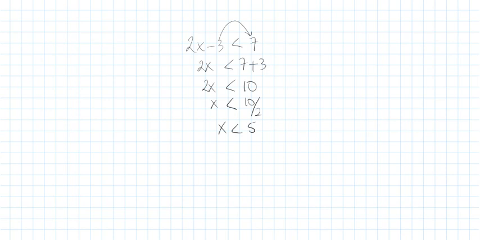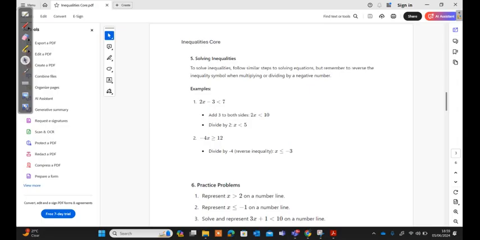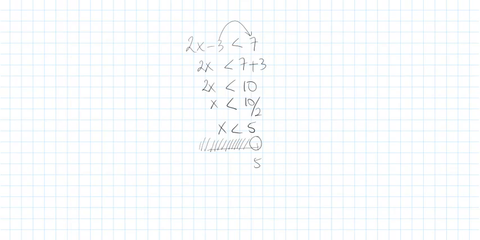Okay, and if they ask you to represent that on a number line, you have 5 here, less than 5, so you don't have the equal sign. So you're going to draw an open circle and not include the 5. Let's look at the second one. So the second one was 2 minus 4x greater than or equal to 12.